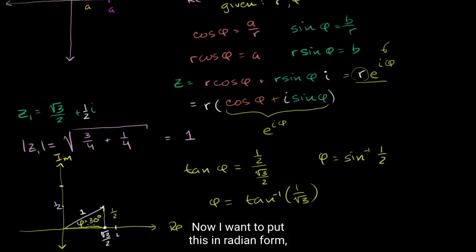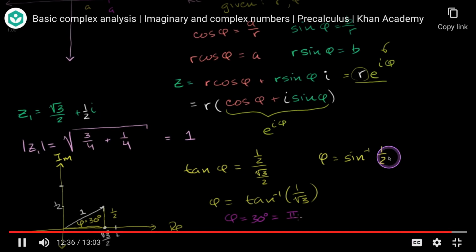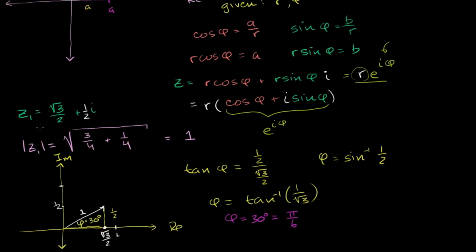Now, I want to put this in radian form, because whenever I use the exponential form, you want it to be in radians. So phi is equal to 30 degrees, which is the same thing as pi over 6. So if I wanted to represent z1 in exponential form, it would be the exact same thing as r, or its magnitude, which is 1. I'll put the 1 out there, even though you really don't have to. 1 times e to the pi over 6 i.